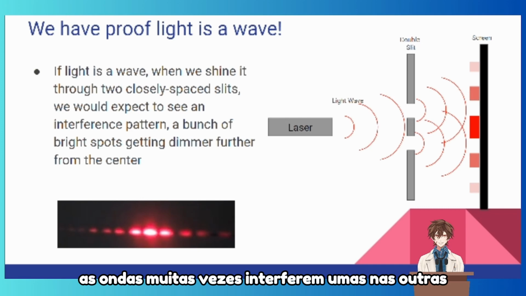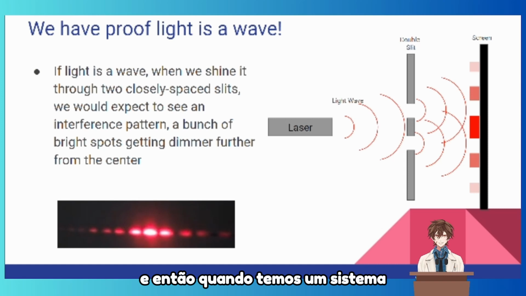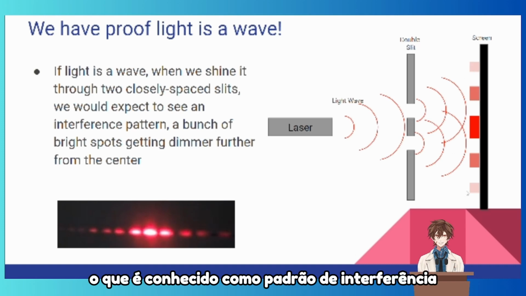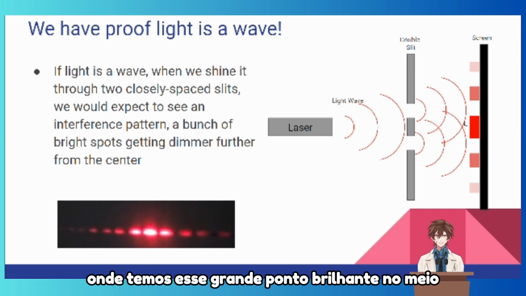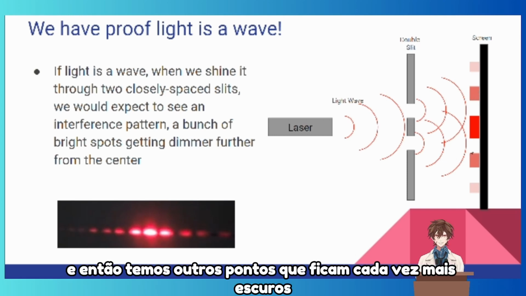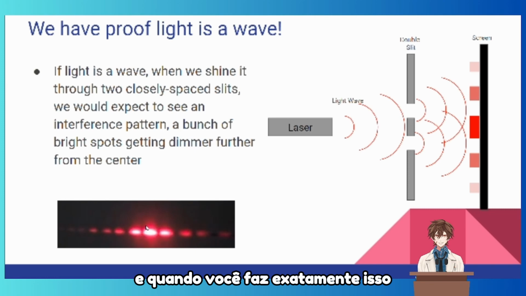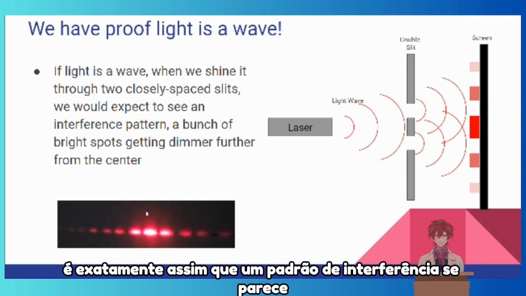Waves will often interfere with each other. And so when we have a system that creates two sources of light, let's say a double slit here, if it's a wave, when we shine a light at it, we'll be able to see what's known as an interference pattern, where we have this big bright spot in the middle, and then we have other spots that get dimmer and dimmer further away from the center. And when you do exactly that, that is what you see. This is exactly what an interference pattern looks like.